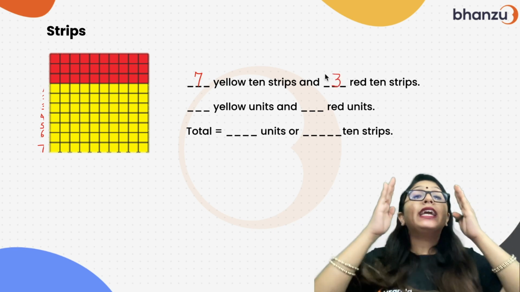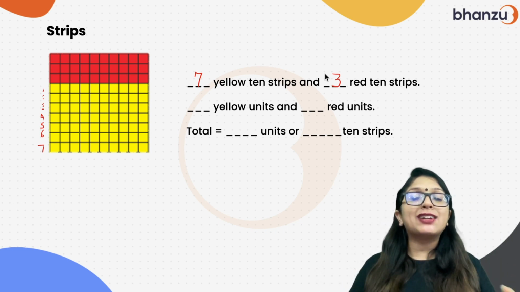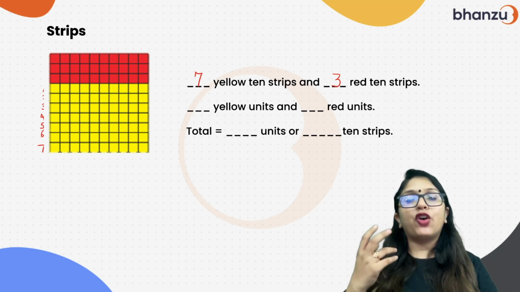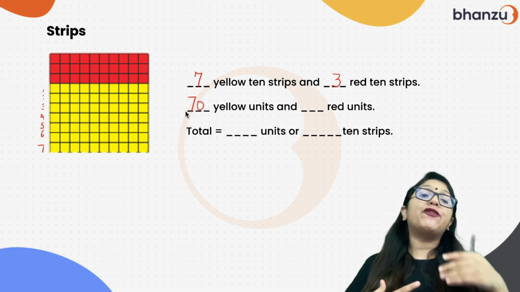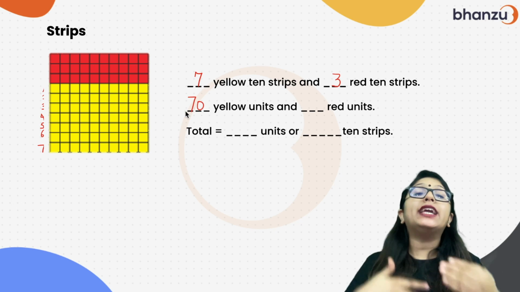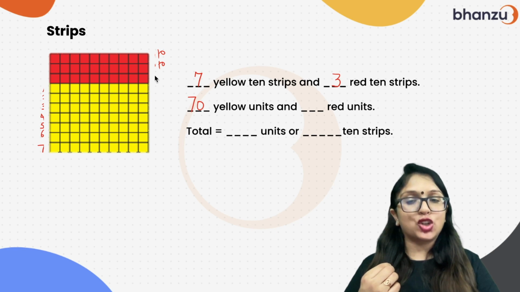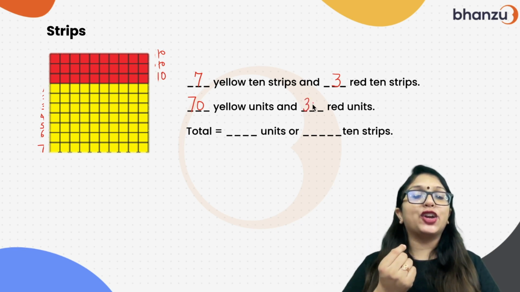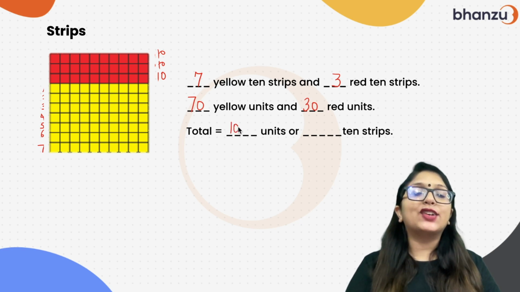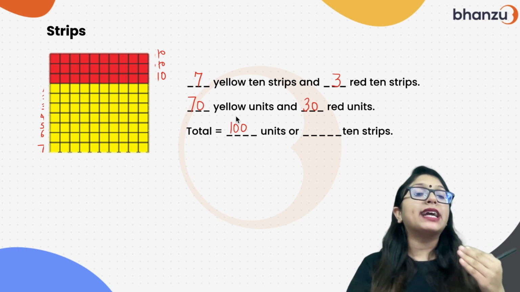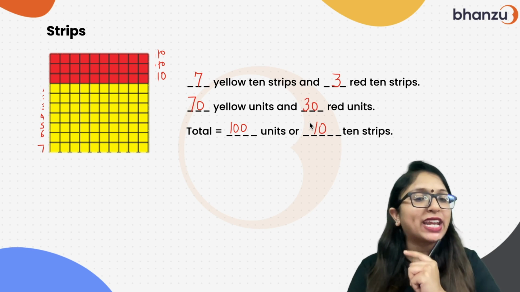Now we know that each strip has 10 units. So 7 strips will have how many units? Easy again. 10, 20, 30, 40, 50, 60, 70. It will have only 70 yellow units. And similarly, for the red ones, how many red units will there be? I know that these are in tens. So 10, 10, 10. So the total is going to be 30 red units. If we have to tell the total of yellow units and red units, that is 100 units. And this equals how many 10 strips? The total 10 strips are 10 over here. You can quickly count and check it again.